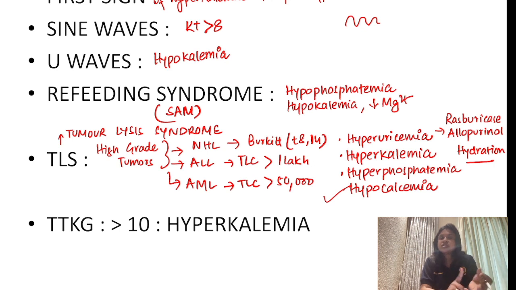What are the treatment options? Hydration, urinary alkalinization, okay, and we have to go for rasburicase, allopurinol, management of hyperkalemia, and usually we avoid giving excess calcium, and we need to go for phosphate binders. Now last is a very extra edge concept you may not remember, that is the transtubular potassium gradient.